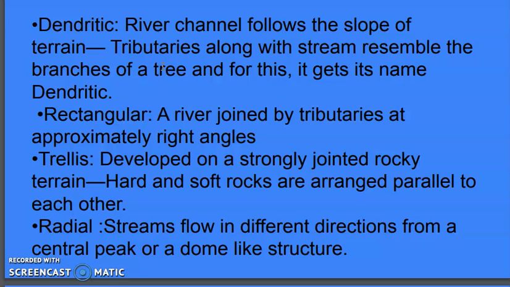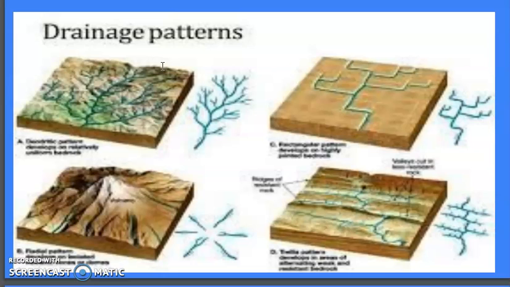Now the next one is the rectangular drainage pattern. What does it mean, rectangular drainage pattern? In this drainage pattern you can see one river joining another river almost at a right angle, and they are forming a rectangular shape. Here also you can see, and this kind of drainage pattern is called the rectangular drainage pattern.